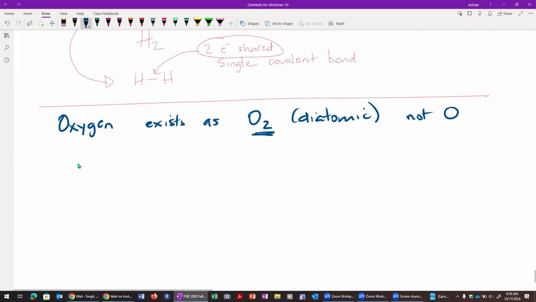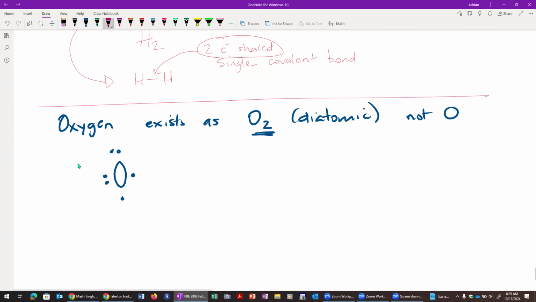Well, we can do something similar. So there's my oxygen. It's in group 6. So it's got 1, 2, 3, 4, 5, 6 valence electrons. Okay, it wants to have 8 now because it's going to follow the octet rule. So it wants 2 more. It's a lot easier for it to get 2 more rather than to lose 6.